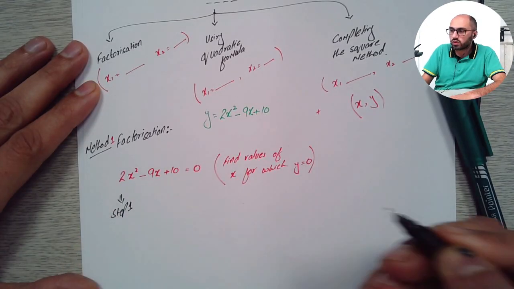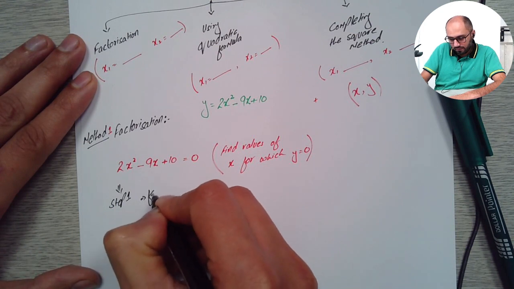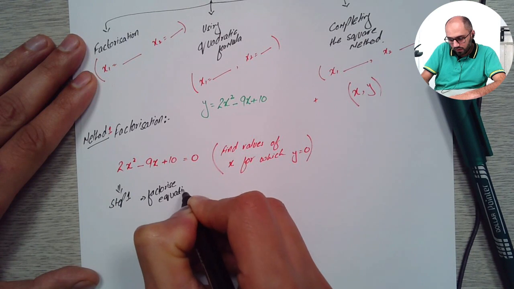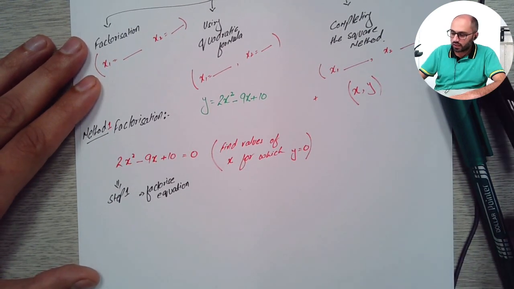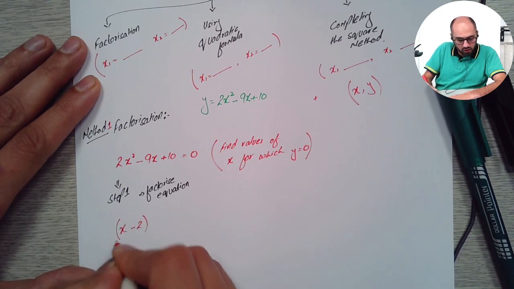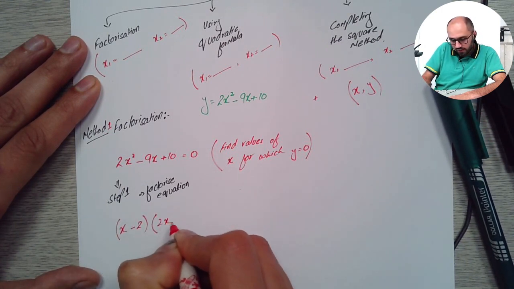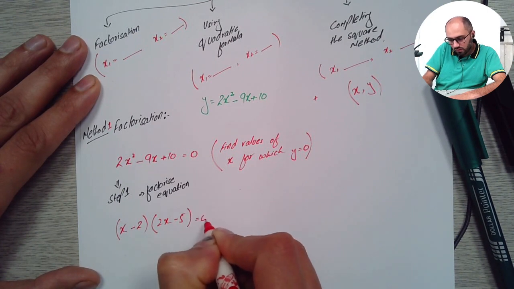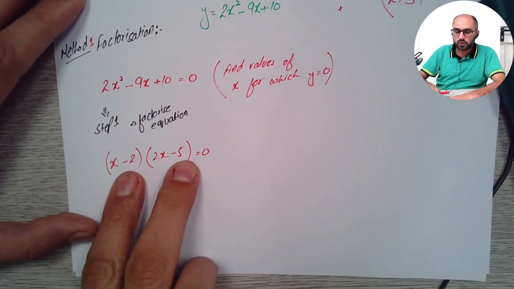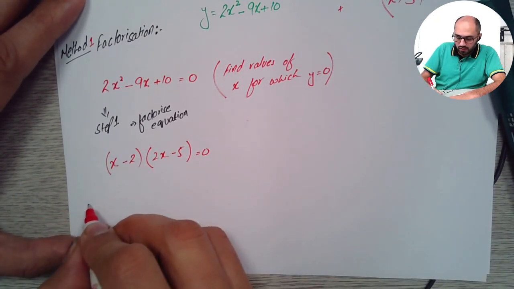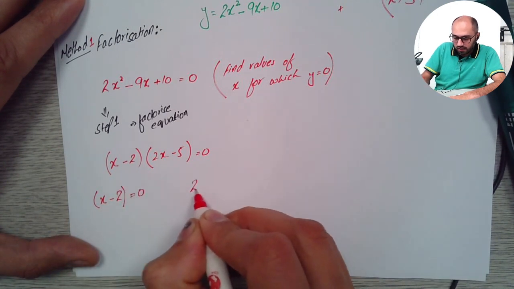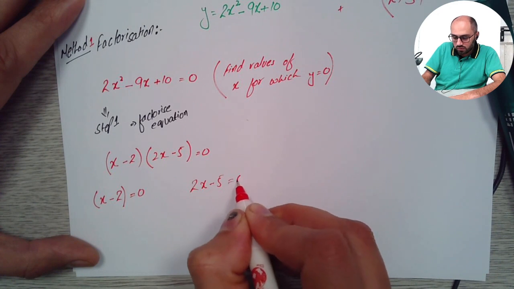So step 1 will be factorize the equation. If you factorize the equation, you will end up with x minus 2 times 2x minus 5 equals 0. From this point onward, you will separate them out and say the first bracket x minus 2 is equal to 0, and the second bracket is also equal to 0.